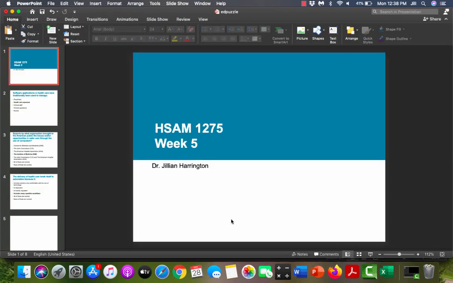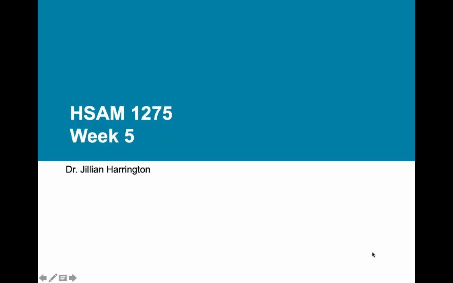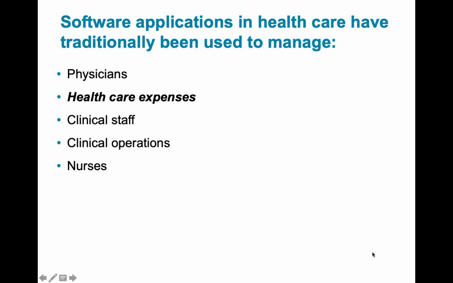So let's take a look at a few of the questions from last week's quiz that were missed. First question: software applications in healthcare have traditionally been used to manage, and all of these wrong answers are related to clinical stuff. Physicians, nurses, clinical staff, clinical operations. Traditionally, software applications in healthcare have been used to manage the finance side of the house. We've been using patient financial management systems and software programs for things like general ledger and general accounting for dozens of years.